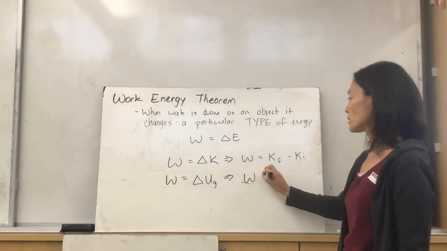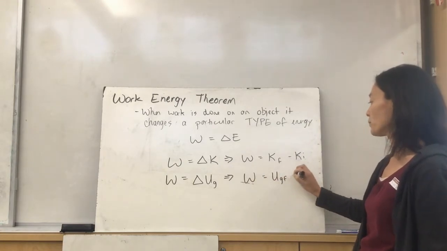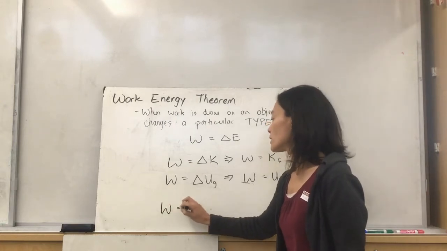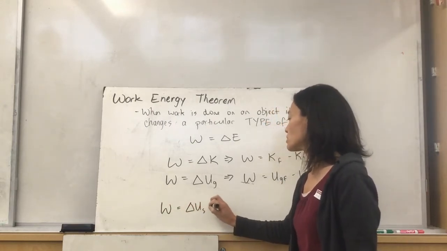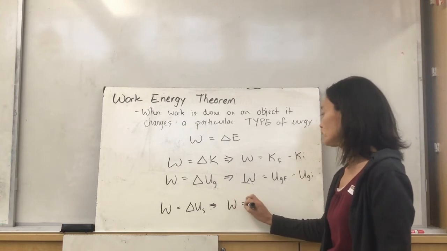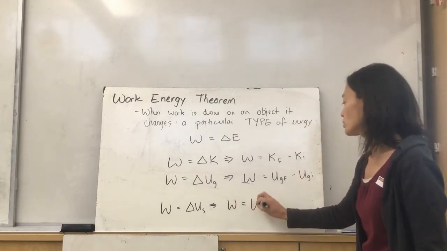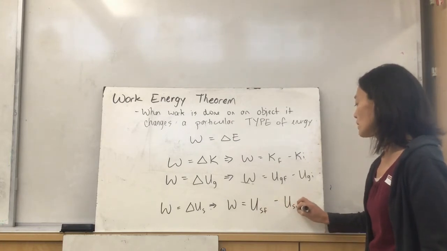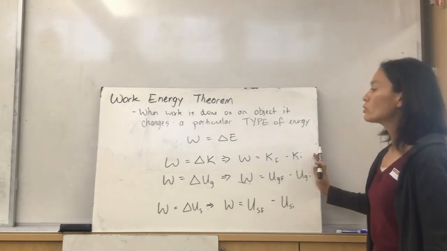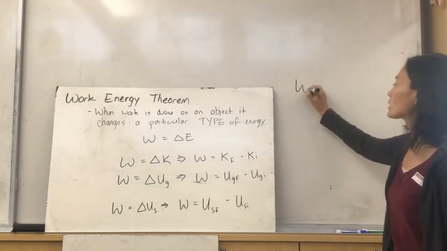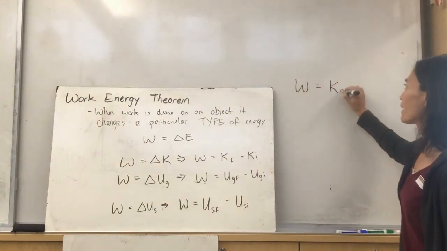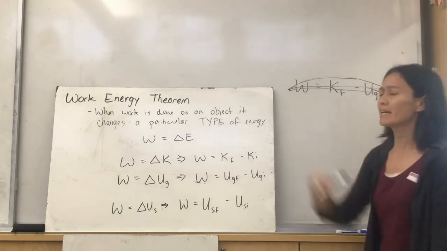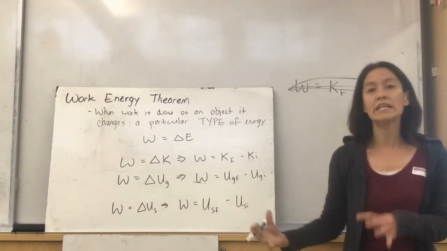So this would be work is equal to UG final minus UG initial, or work is equal to a change in spring energy. So this would be work is equal to US final minus US initial, okay? So you cannot have it be where like work is equal to K final minus UG initial. Like that's not a thing, okay? It's a change in a particular kind of energy.